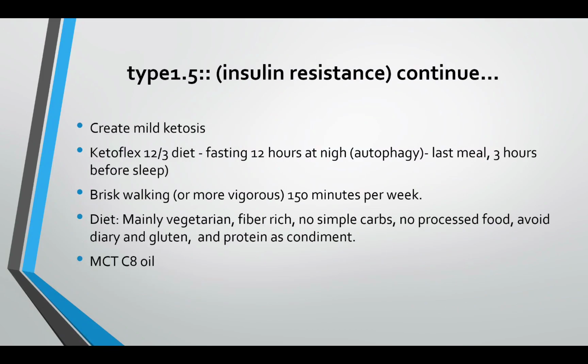What do we need to do? The treatment. We need to go into intermittent fasting. The patient should fast 12 hours during the night, starting from 7 p.m. till 7 a.m. in the morning. So no eating after 7 p.m. They call it keto flex 12 by 3. In keto flex 12 by 3, 12 indicates the number of hours that the person needs to fast, and 3 is the number of hours that you need to stop eating before you sleep.